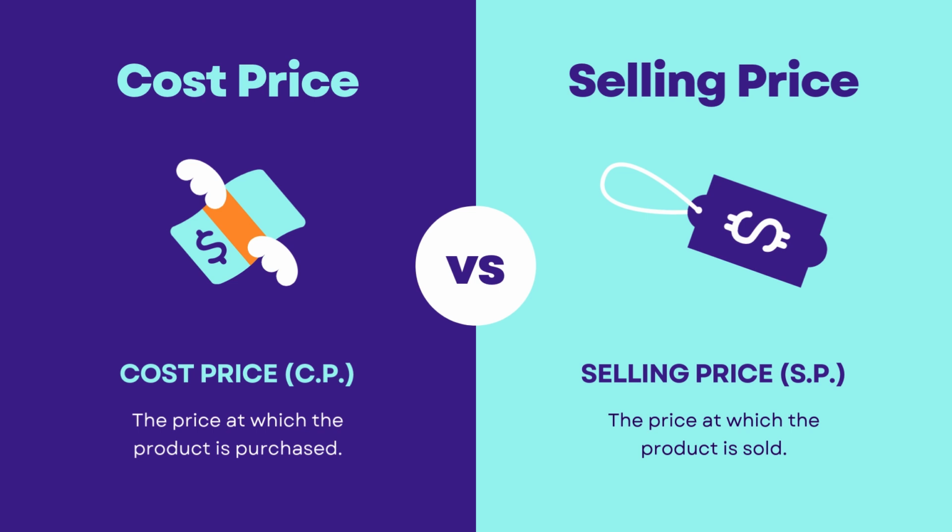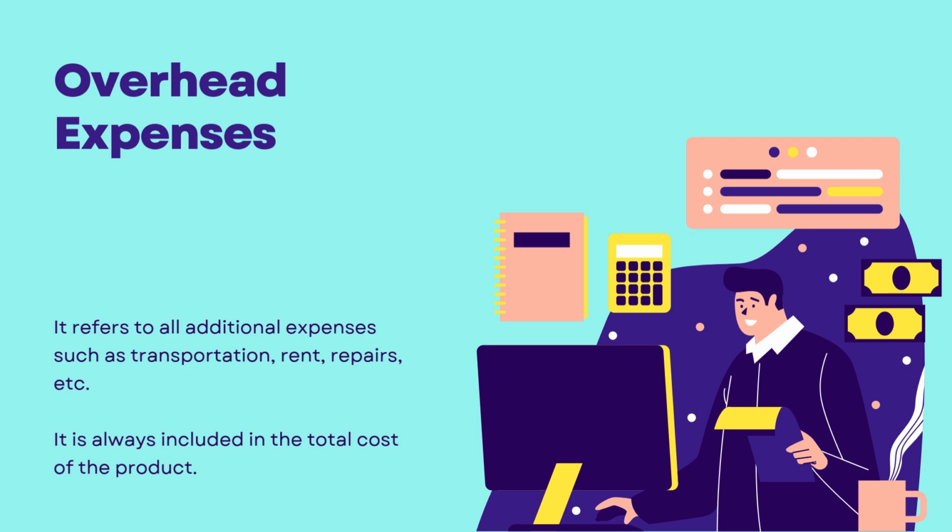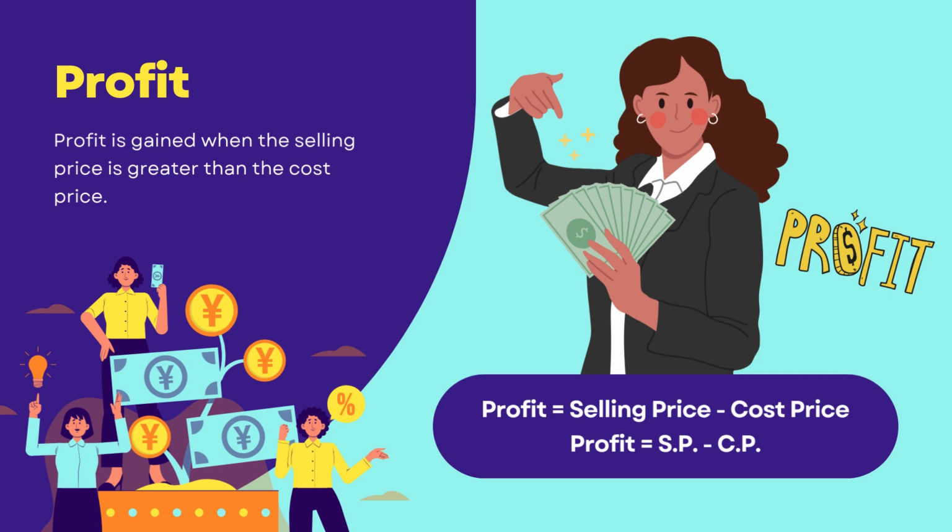Now let's take a quick look about the difference between the cost price and the selling price. The cost price is the price at which the product is purchased. However, the selling price is the price at which the product is sold. Now, what is the overhead expenses? It refers to all additional expenses such as transportation, rent, repairs, etc. It's always included in the total cost of the product.